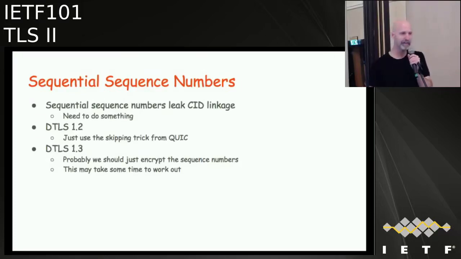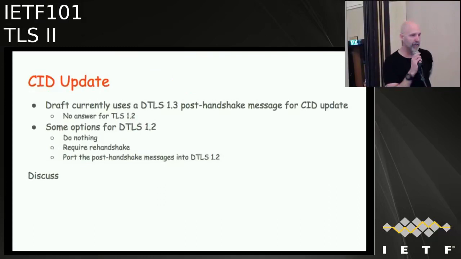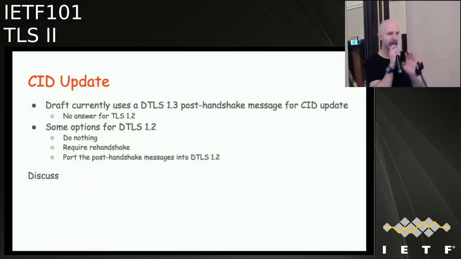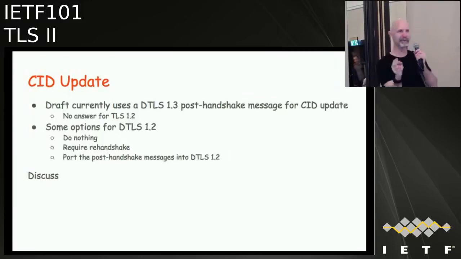Okay. Next slide. So last point, and I guess I should have put it in the opposite order, is CID update. Currently, the draft has a DTLS 1.3 post-handshake message for CID update, which as far as we can tell works fine. It doesn't do anything for TLS 1.2. There are three options for 1.2, as far as I can tell. One, continue to do nothing. I think we've heard that people don't think that's a great idea. Though, by the way, if it was a good idea, then we would not have to worry about the additive trick.